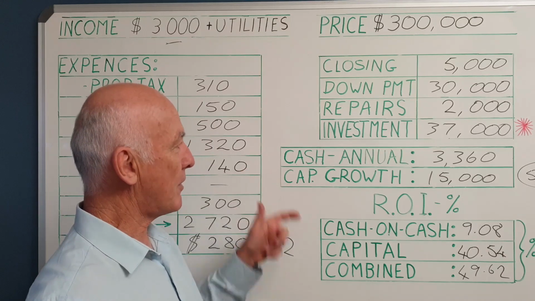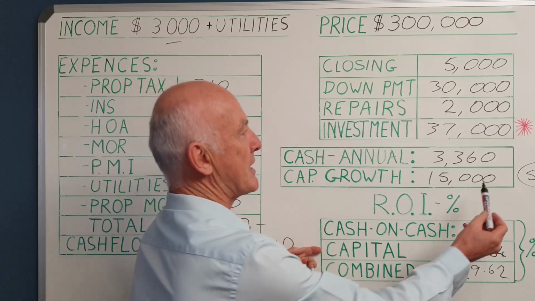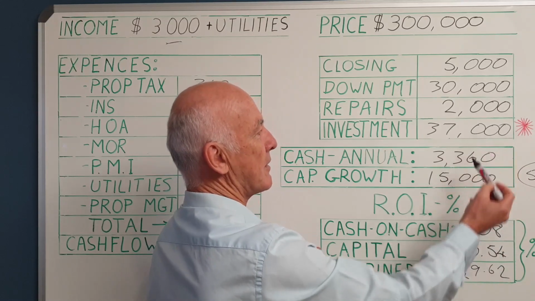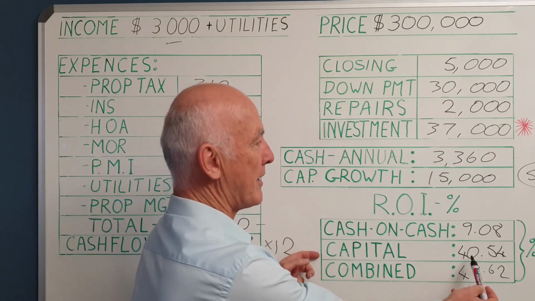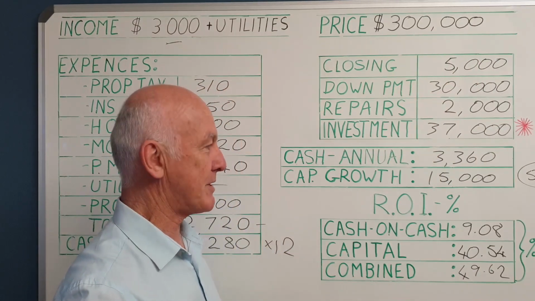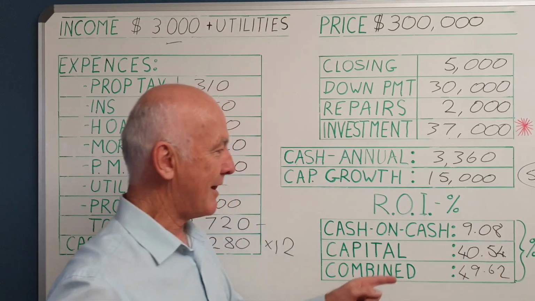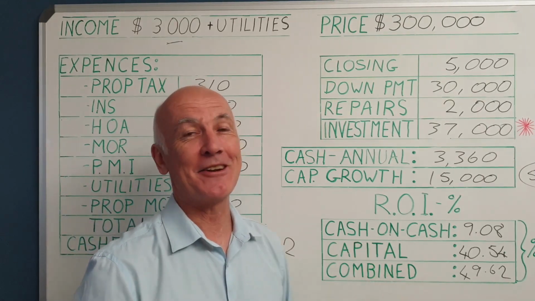And then you get your capital growth, and your capital return on investment is based on the growth of the whole property divided by your investment, not divided by that number. This is the mistake many people make. And that gives you this whopping number of 40.54%. And you add those two together, that's your combined return on investment. And that, ladies and gentlemen, is why I love property. If these numbers don't excite you, then I don't know what will.